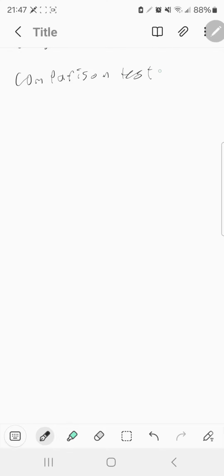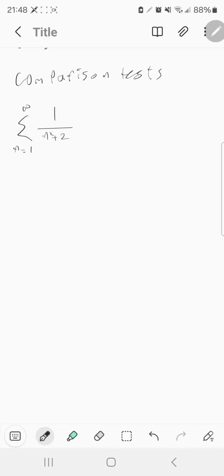Comparison tests. Now, when it comes to comparison tests, the idea is that if we are given a series, let's say 1 over n squared plus 2, we compare it to another series. We don't know exactly if this series converges or diverges, but we can compare it to another series that we do know if it converges or diverges.